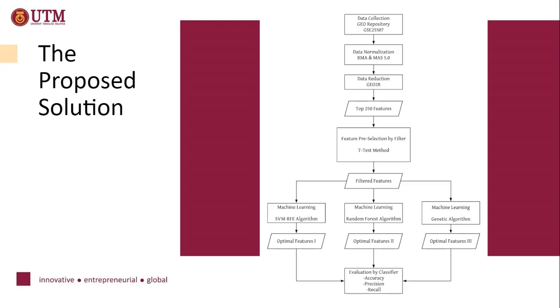There are 3 different machine learning algorithms that will be used in this research, which are SVM-RFE, random forest, and also genetic algorithm. By combining the filtered features with these machine learning algorithms, it will produce 3 optimal feature sets separately, which are optimal features 1, optimal features 2, and optimal features 3. After getting the output, this output will be evaluated by a classifier through the accuracy, precision, and also the recall result.